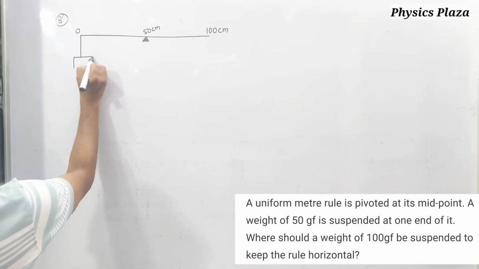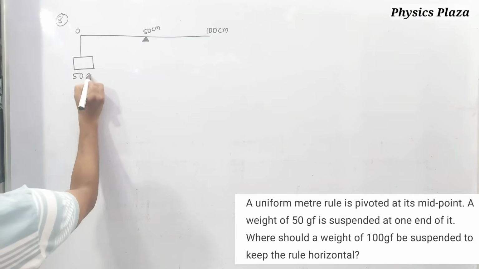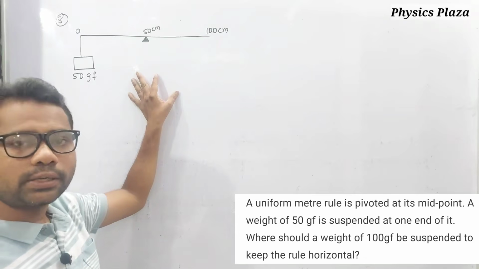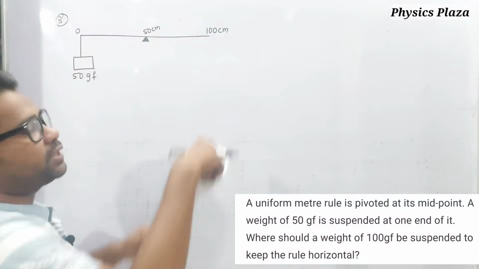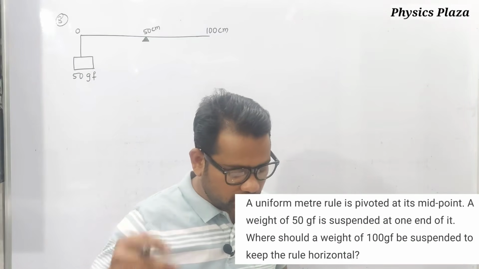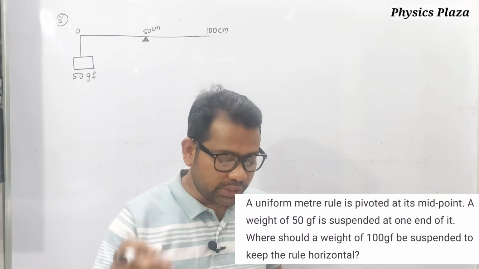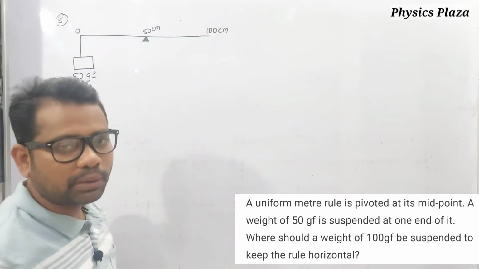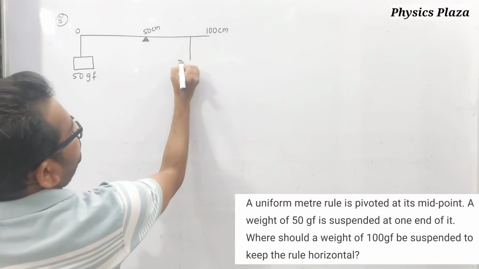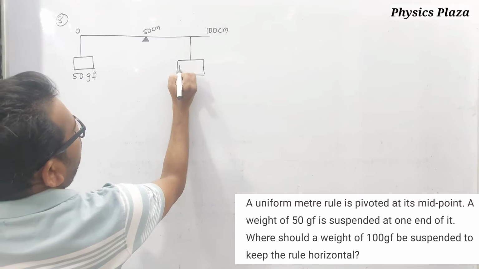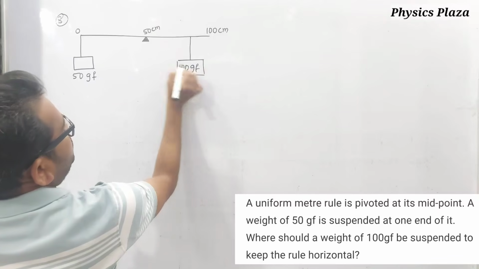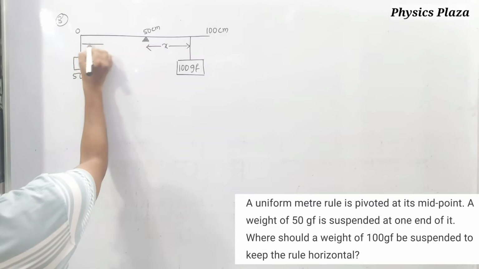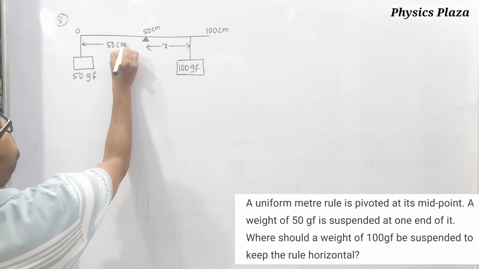Here it is 50 gram force. This 50 gram force is the weight. So obviously now, in this situation, children, do you think that it is balanced? Obviously no. It will try to rotate in anti-clockwise direction. Now they are saying where should a weight of 100 gram force be suspended to keep the rule horizontal? Means somewhere, obviously it is on the right side of the 50 centimeter mark only. Somewhere else, let us say this is the point where this 100 gram force weight is suspended. So let us say this distance is x, this is to be calculated. Okay, so this is going to be how much, children? This is going to be obviously 50 centimeter.